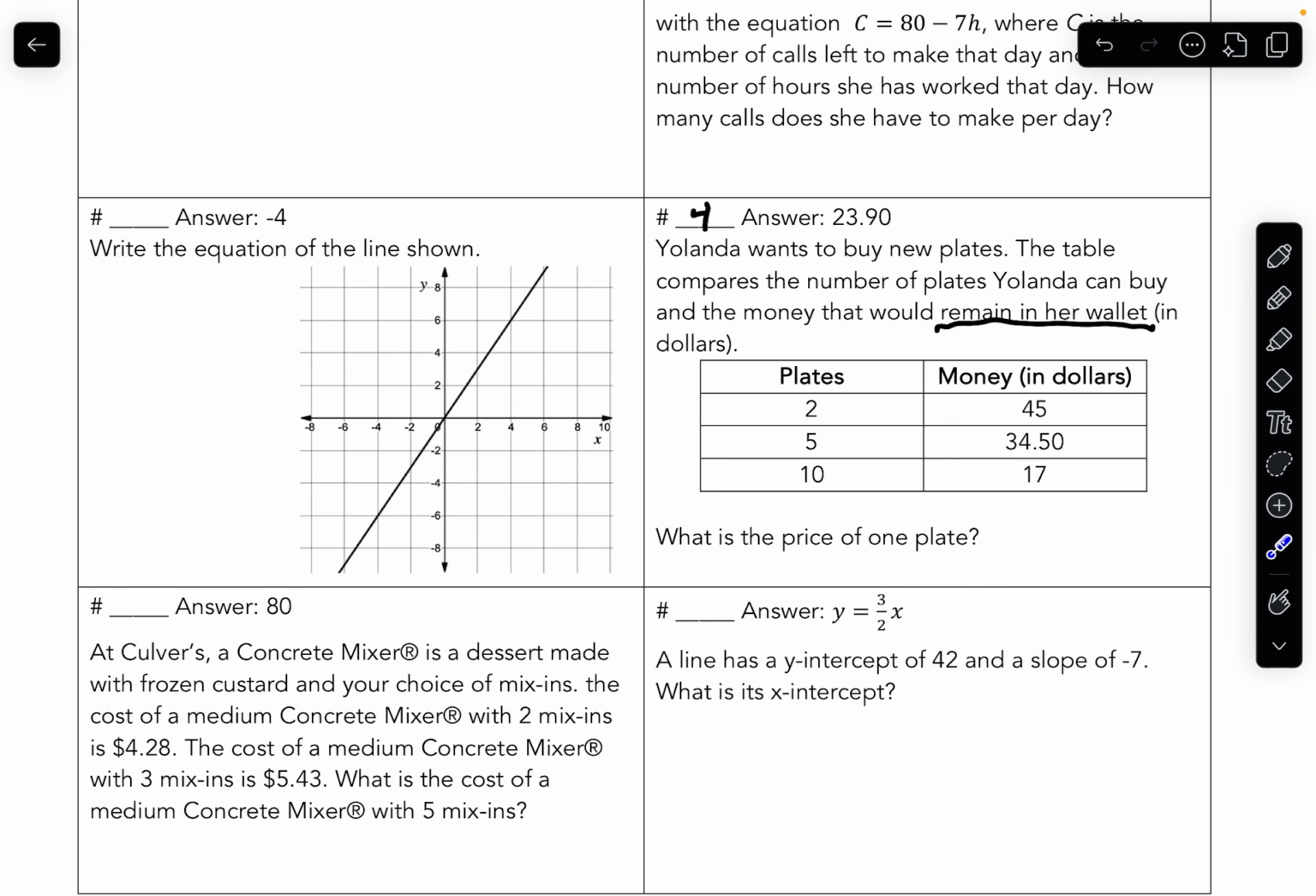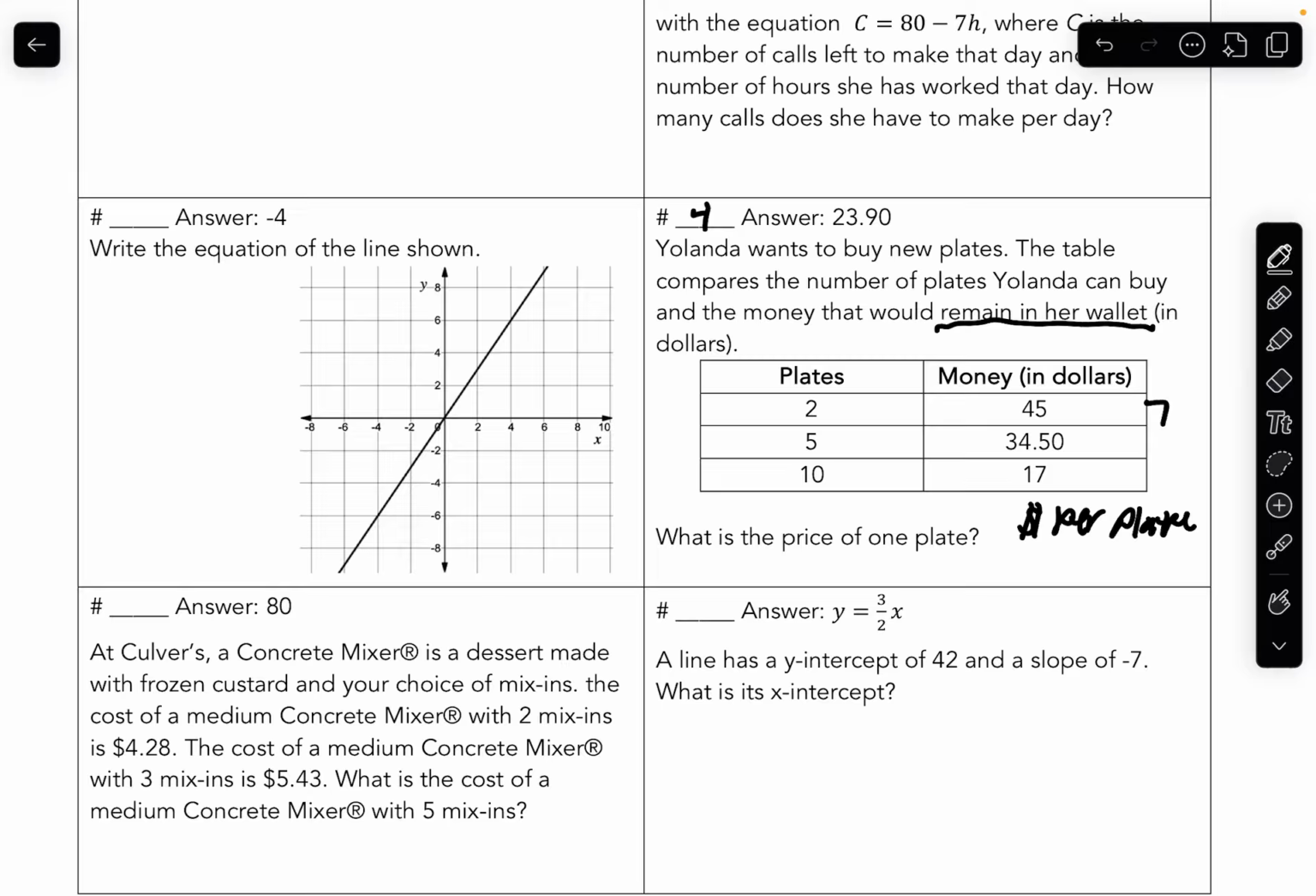There are like 3 parts to this problem in this mix. So this is the first part. They ask you, what is the price of 1 plate? Well, they want dollars per plate. Per plate. That's a rate, right? Something per unit of something. So that is slope. So they want the slope.